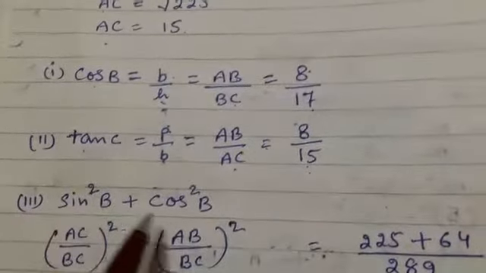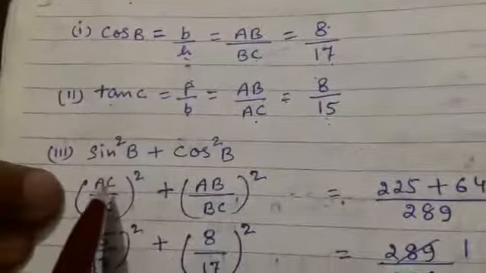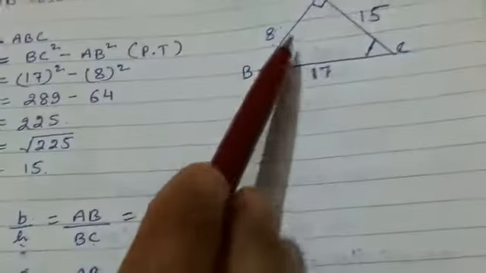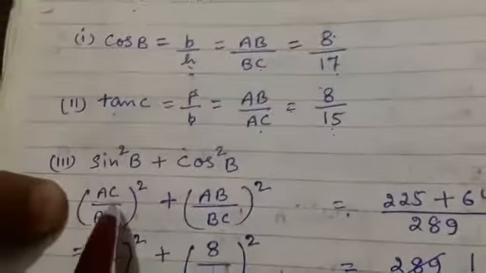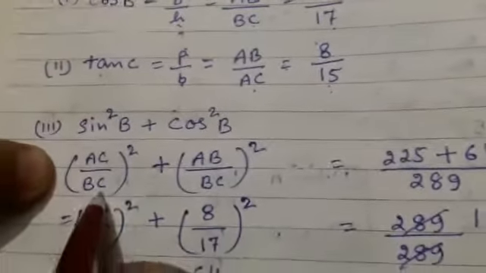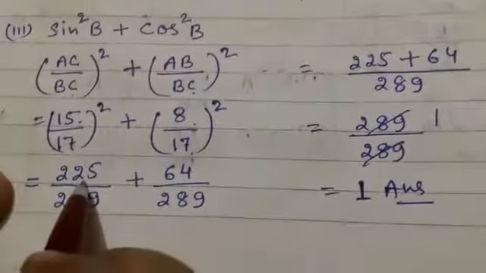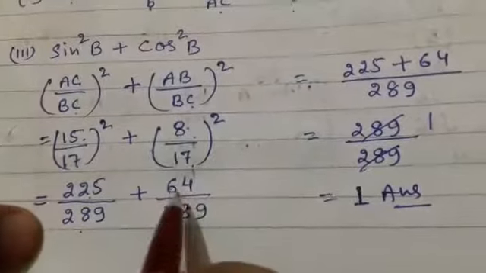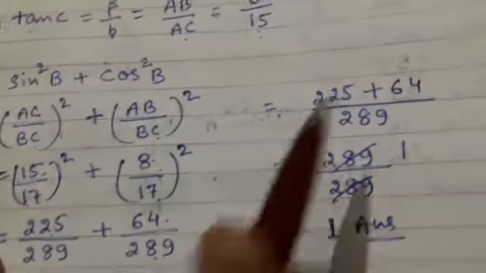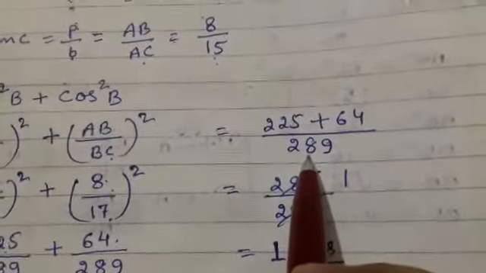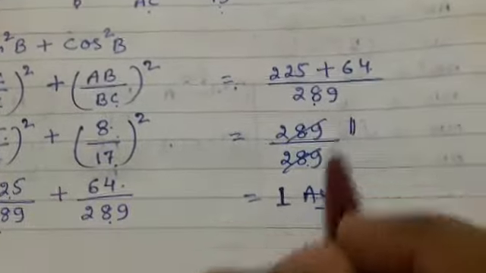Now third part, sin square B plus cos square B. Sin B, according to this, is P by H, means 15 by 17. So it is AC by BC whole square plus AB by BC whole square. So what is the value of AC? 15 by 17 whole square plus cos B. Cos B means base upon hypotenuse, means 8 by 17. So 15 square is 225, 17 square is 289, plus 8 square is 64, 17 square is 289. Now we will take LCM 289. Here 225 plus 64 is equal to 289 by 289. By cancelling we will get 1. 1 will be our answer.